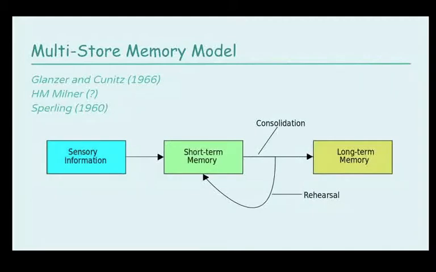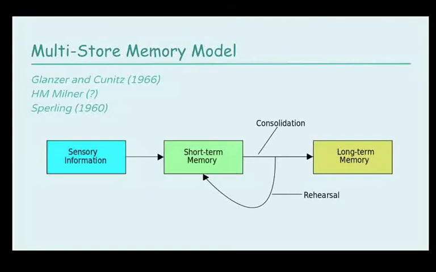This is a clear diagram of how the multi-store memory works. It goes from sensory information or sensory memory, then to short-term memory, and then finally to long-term memory after rehearsal. Usually when long-term memory is retrieved and taken out, it will go back to short-term memory.